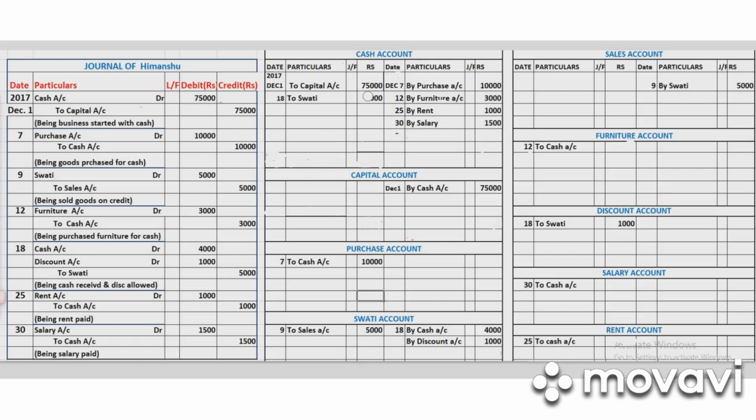Okay, so step number one, you take the total of both the debit side and the credit side and write the bigger total. Which is the bigger total? For cash account, the bigger total will be the debit total. So put it there. Where you put it here.